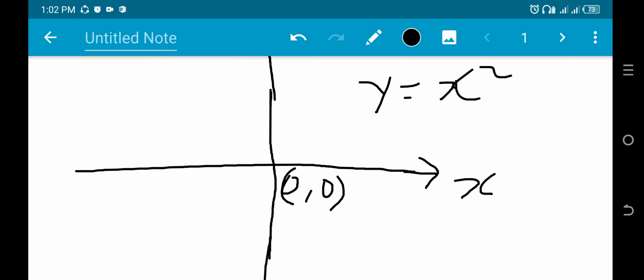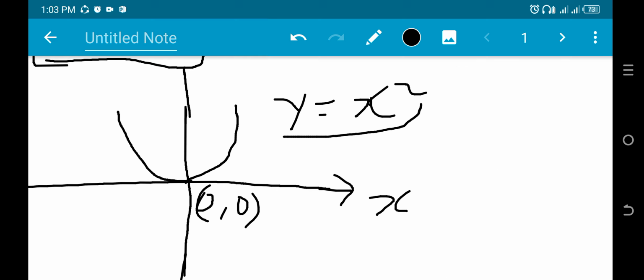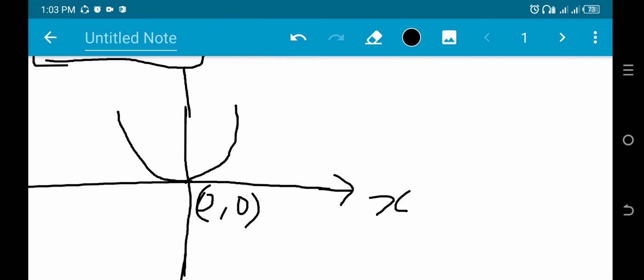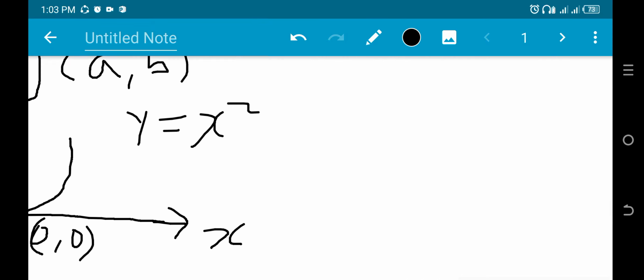We know that this is a parabola, and this parabola will look like this. So now we're just going to introduce very simple additions to this equation. Instead of just having y equals x squared, as we had in the first year, now we'll be having y equals 4p x squared.